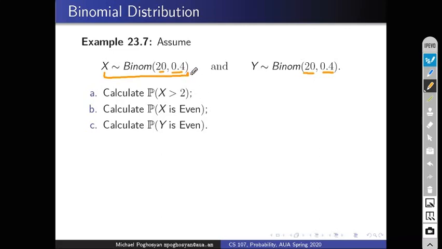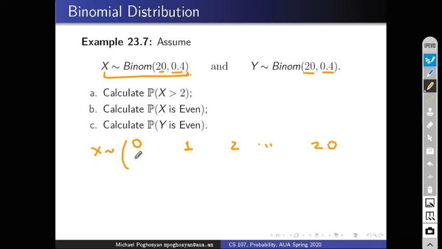Okay, first let me interpret this. X is binomial with 20, 0.4, which means X is showing the number of successes in 20 trials. So the number of successes can be either 0 or 1 or 2 or etc., up to 20, if every trial was a success. The probability of success in each trial is 0.4.